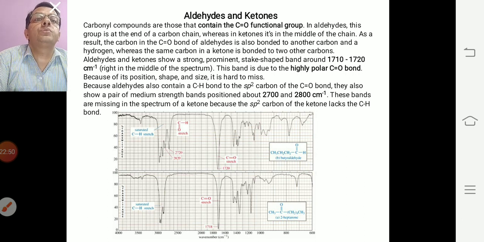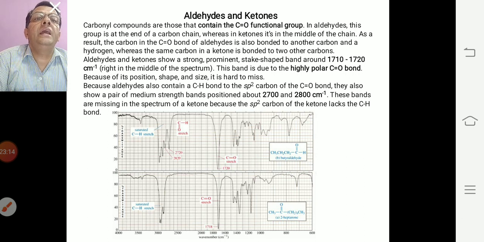Aldehyde and ketone show a strong, prominent, straight-shaped band around 1710 to 1720 per centimeter, right in the middle of the spectrum. This band is due to the highly polar C double bond O bond. Because of its position, shape and size, it is hard to miss.